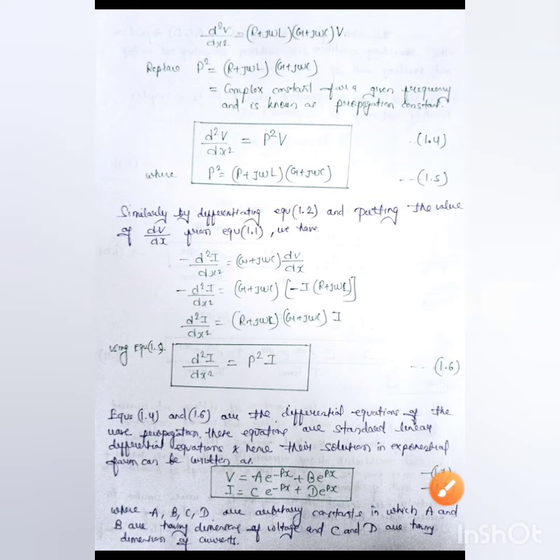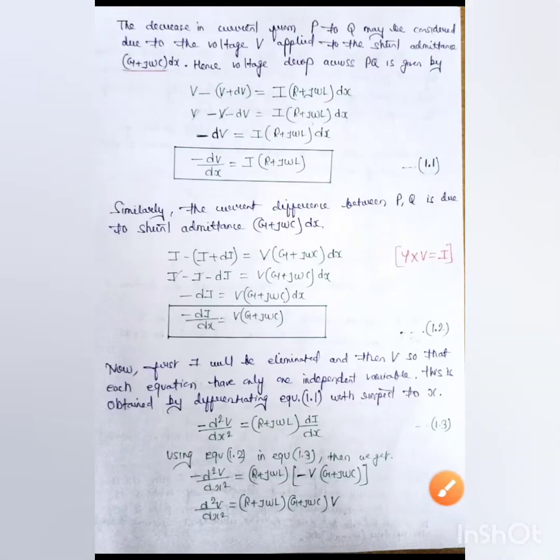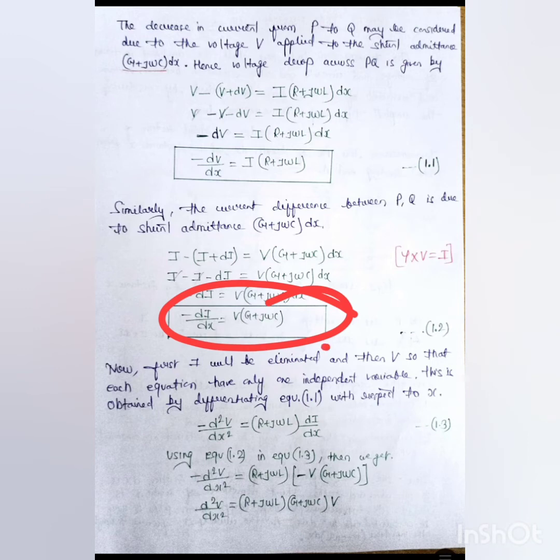So now we have to determine the same for our current equation as well. We took this equation, minus dI by dx. We need to differentiate this equation with respect to x, and after differentiating we get dV by dx, and in that dV by dx equation we put this equation.